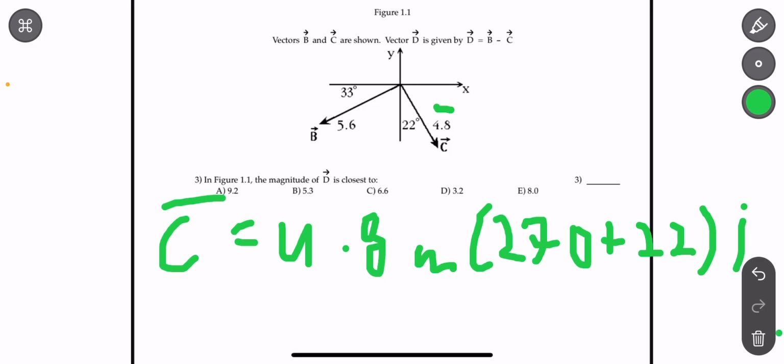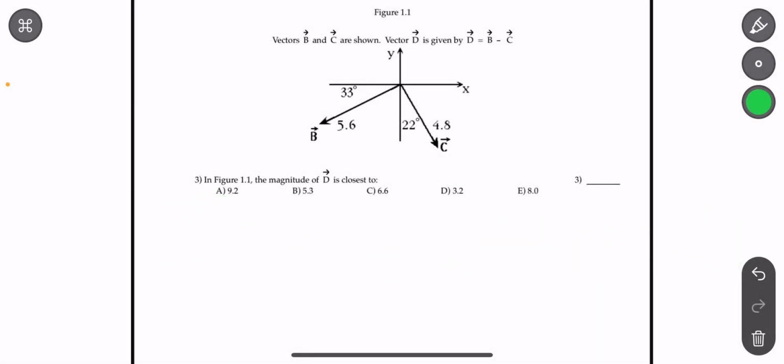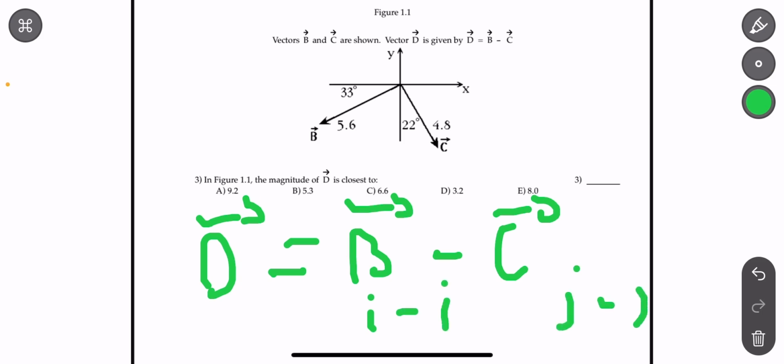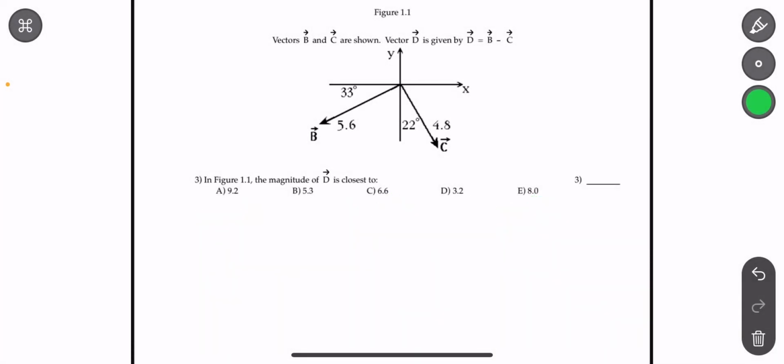And after you get the I and J for both C vector and the B vector, you plug it in now to the same equation to find D, which will be B, C, and then you would subtract the I with the I and the J with the J. And after you get that, your numbers should be something along the lines of here.